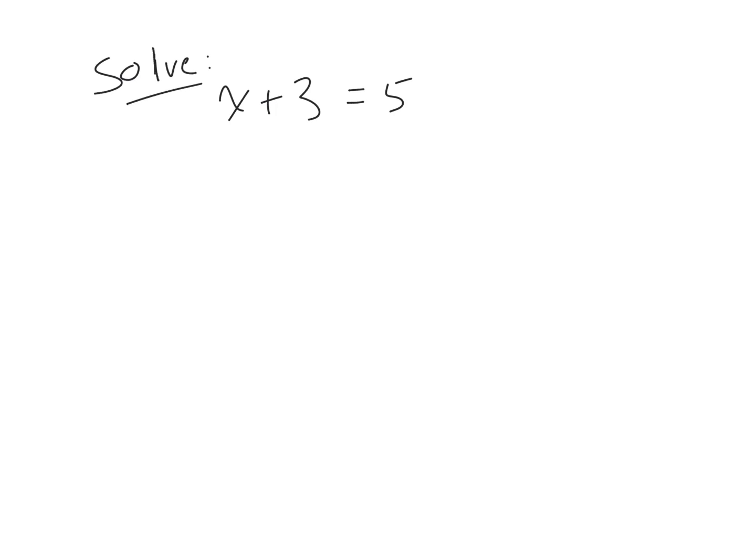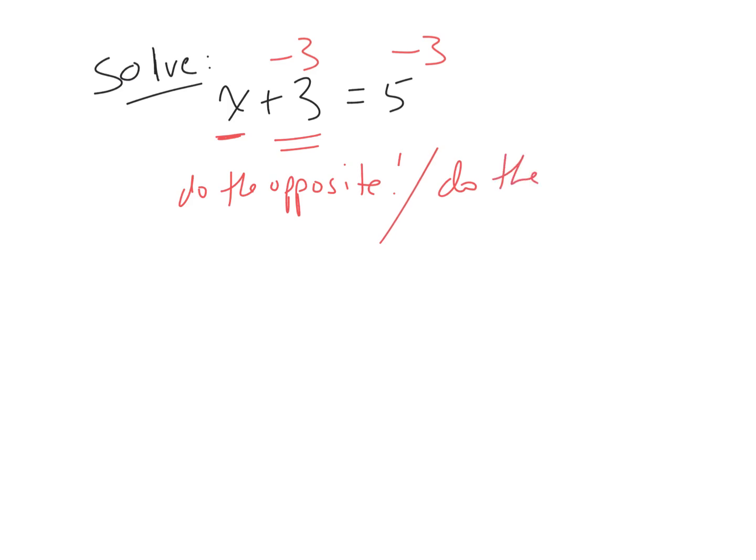Well, you look at what is being done to the variable. So find the variable, there it is. You look at what's being done to it, and it's having 3 added to it. So what you do is the opposite, in order to isolate the variable. So we're going to subtract 3 from that side, and subtract 3 from that side. Whatever you do to one side, you also do the same operation to the other side. So we're going to go ahead and subtract 3 from each side.